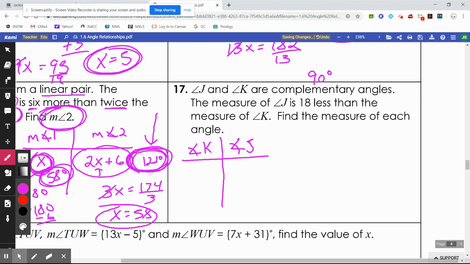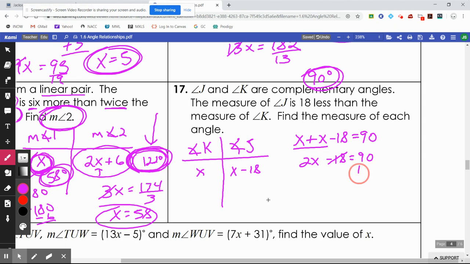Angle J is 18 less than K, so everything's based on K because it gives us how big J is based on K. J is 18 less than that, so angle J would be that value minus 18. So there are our two angles, our x values for our two angles. We know the two angles are complementary, so when I add them together, it's going to give me a total of 90 degrees.